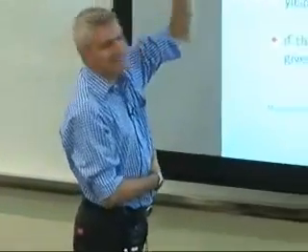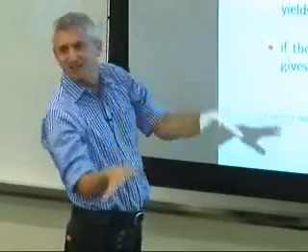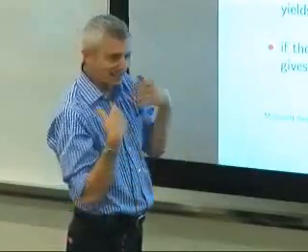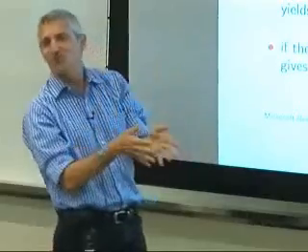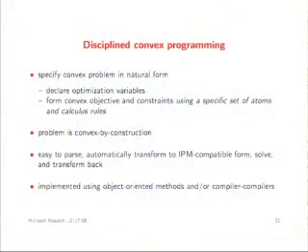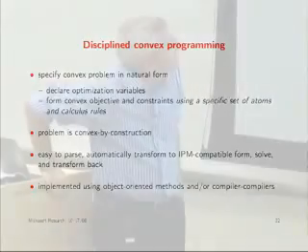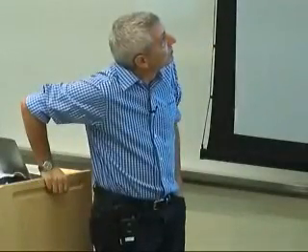It turns out the same argument works: if you take the parse tree and annotate it and give the proof that it's convex, you could also automatically generate the transformation. OK. This brings us to disciplined convex programming. And here, you specify a convex problem in natural form. And then it'll follow a limited set of rules. I'll show you what those are.